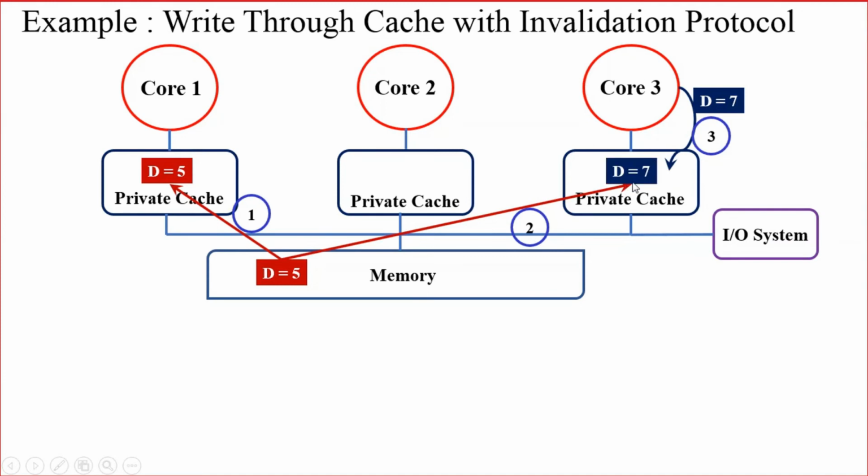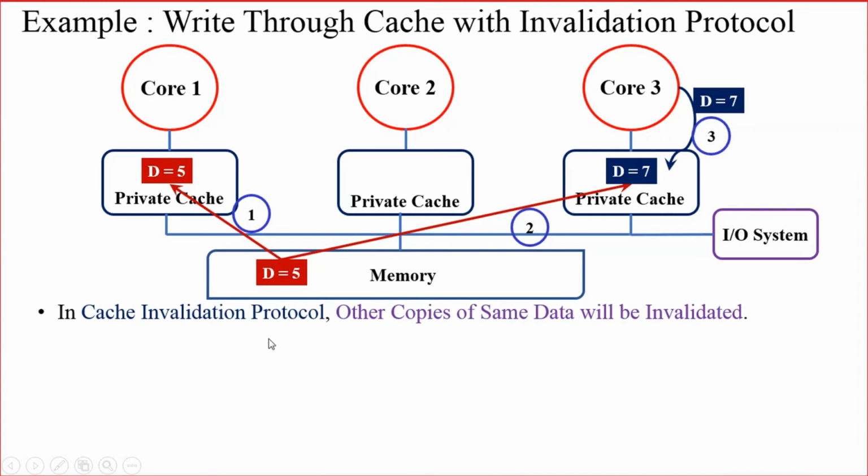The data will be updated to D equal to 7. Then in this example, we have taken the cache invalidation protocol. So what it should perform is that all the other copies of the same data should be invalidated. In the cache invalidation protocol, all the other copies of the same data should be invalidated. So previously the data was 5.